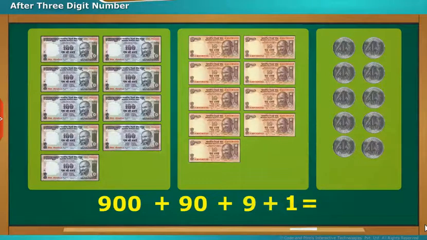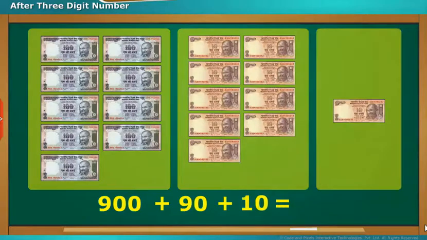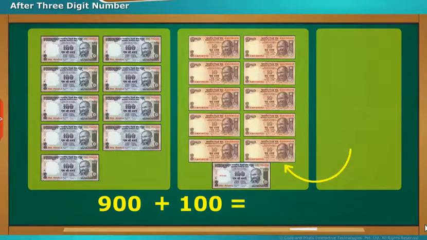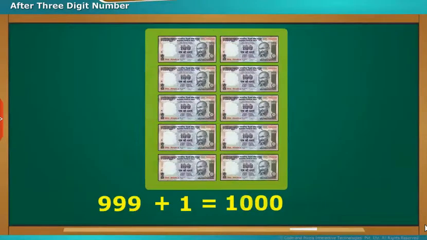As we know, 10 ones are equal to 10. Here, we have 10 tens which is equal to 100. Thus, finally, we have 10 hundreds which is equal to 1000. Therefore, we can say that if we add 1 to the biggest number with 3 digits, we get the smallest number with 4 digits. It means the first number with 4 digits is 1000. So, 1000 is the smallest number with 4 digits.